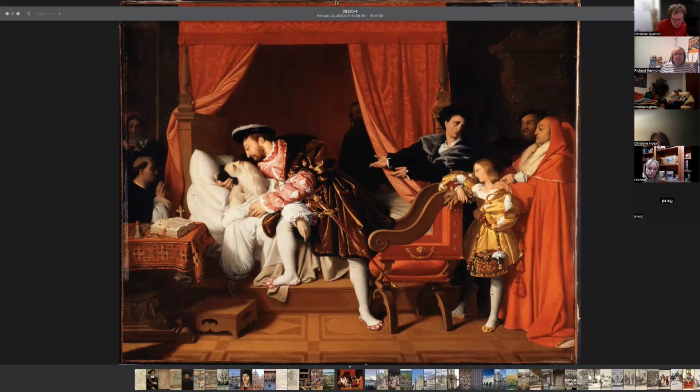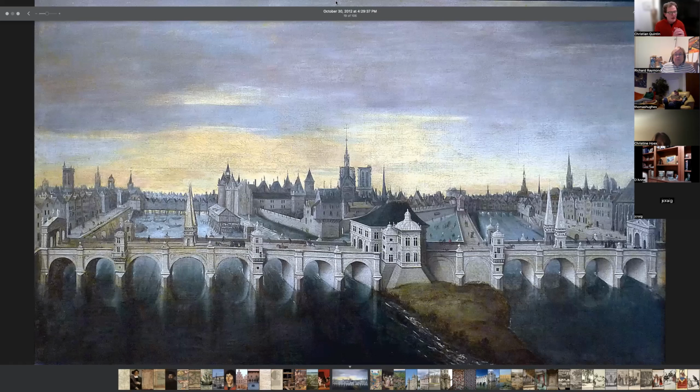Other changes were happening also, especially in architecture. So here is a sketch of the new bridge in Paris that was approved by Henry III. It's the bridge that ties the city to the island in the center of Paris. So this was the sketch, and this bridge was approved. And it's the first bridge past the Middle Ages where there were no houses on the bridge.